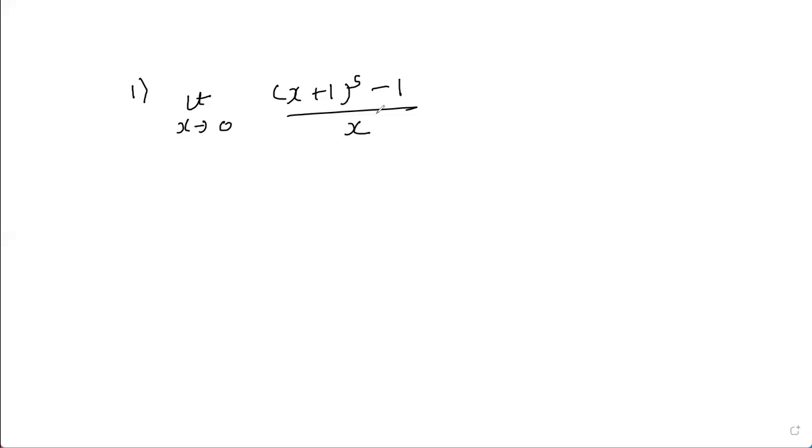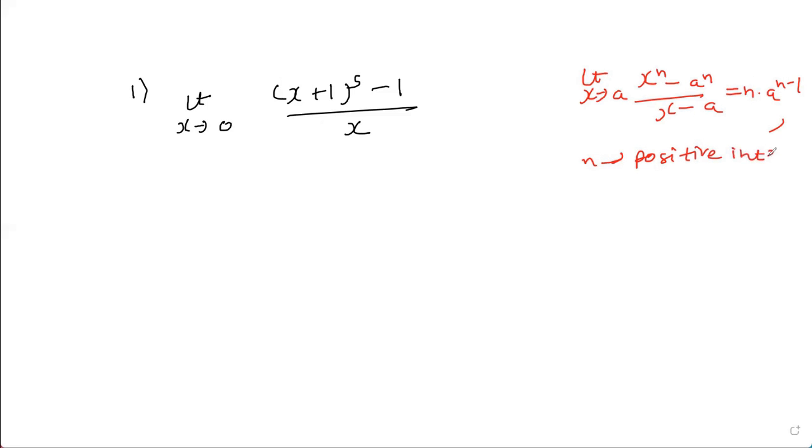But one formula is there which I haven't mentioned at that time. Now you all make a note of that. If we have any function in this form, this is applicable for any positive integer n: limit x tends to a, x to the power n minus a to the power n whole divided by x minus a is equal to n into a to the power n minus 1. This is a formula that we can apply anywhere, but we have to keep in mind that n needs to be a positive integer. Only in such cases we can do so.